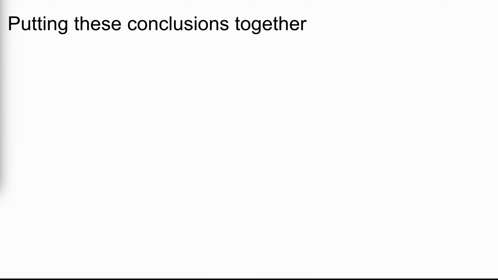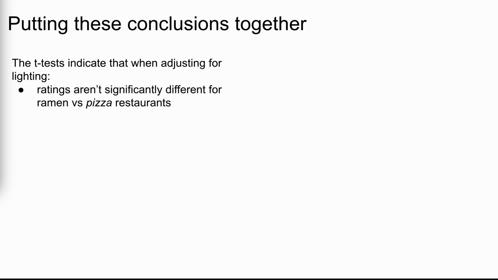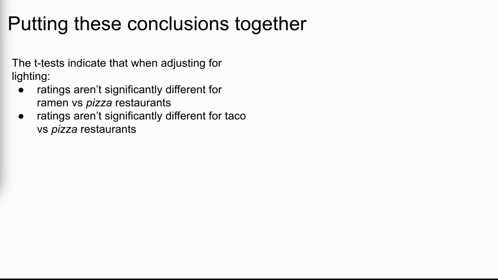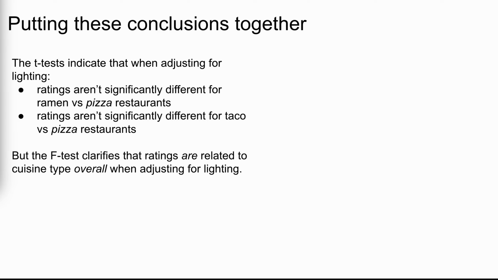Bringing together our cuisine observations, the t-tests indicate that when adjusting for lighting, ratings aren't significantly different for ramen versus pizza restaurants, and they're not significantly different for taco versus pizza restaurants. But the F-test clarifies that cuisine type is related to rating when adjusting for lighting.